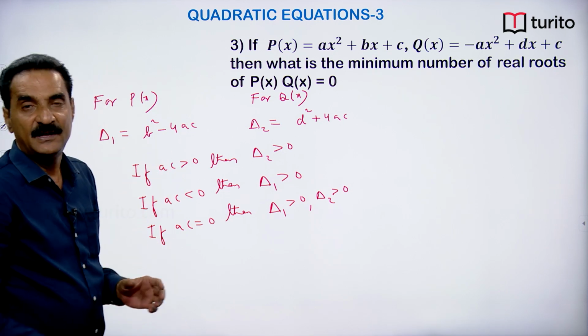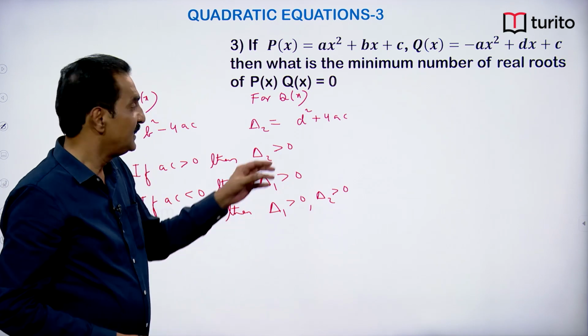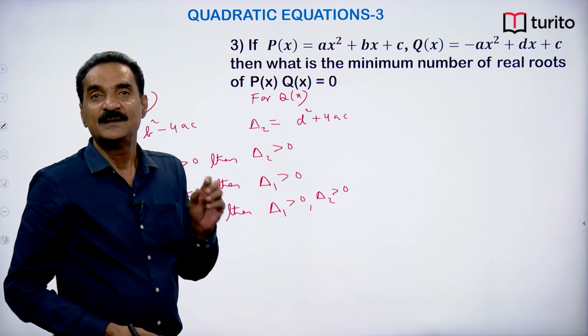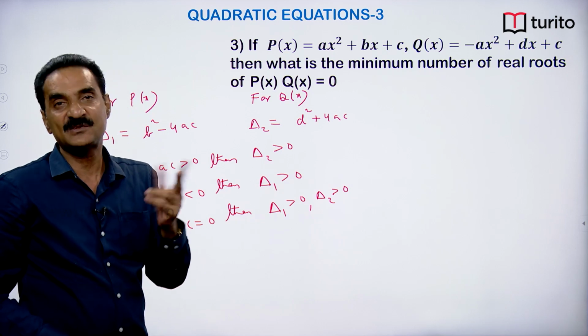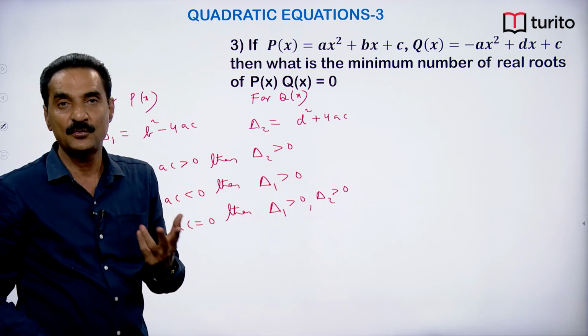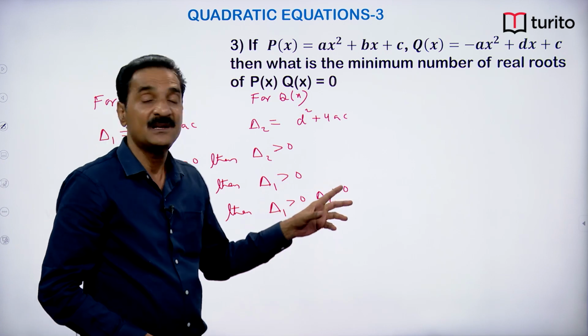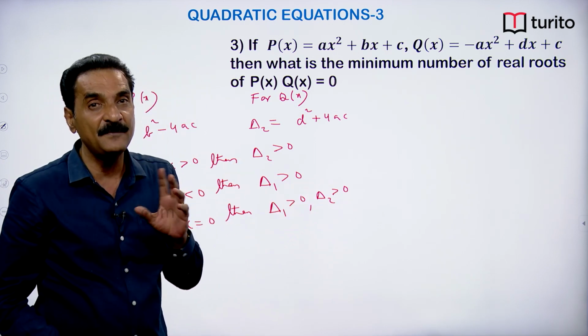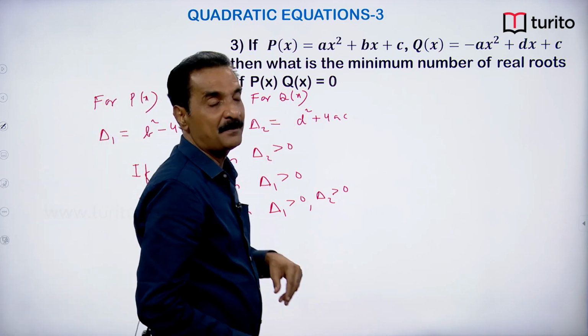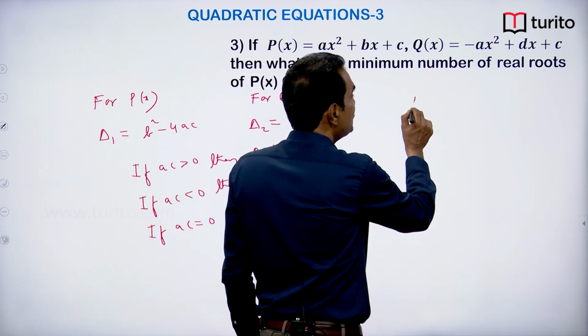Therefore, observing all cases, in the first two cases the total equation will have minimum two real roots because at least one of the two equations must have two real roots. In the third case, both the equations have real roots, means total number of real roots will be 4. So, what is the minimum number of real roots? Answer is 2.